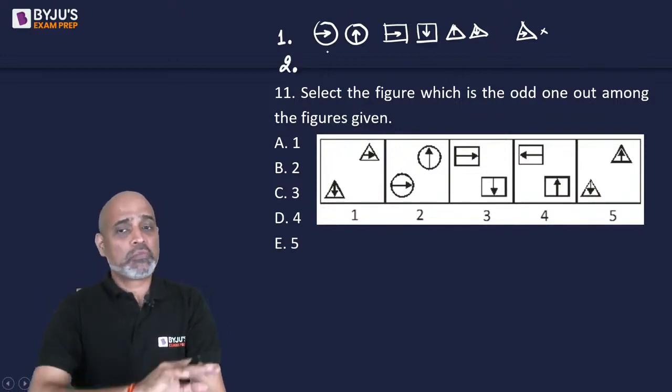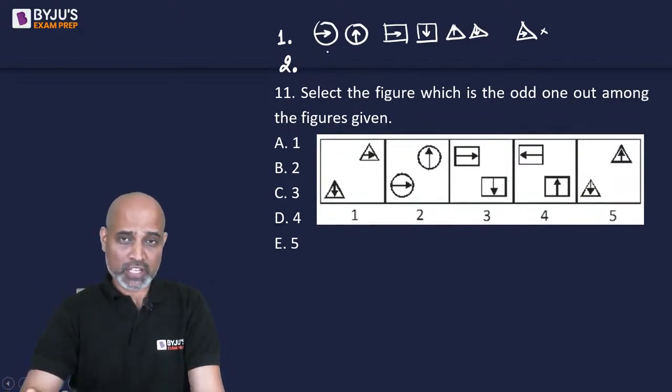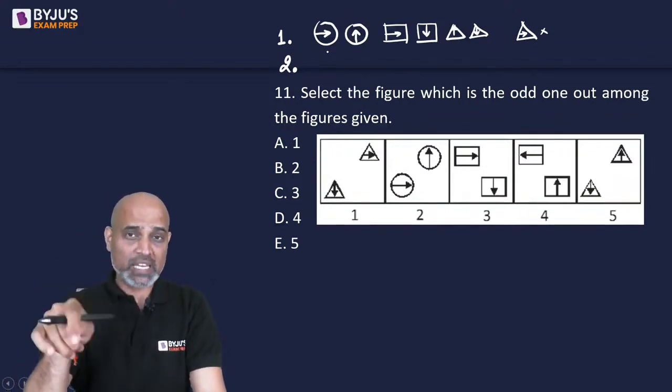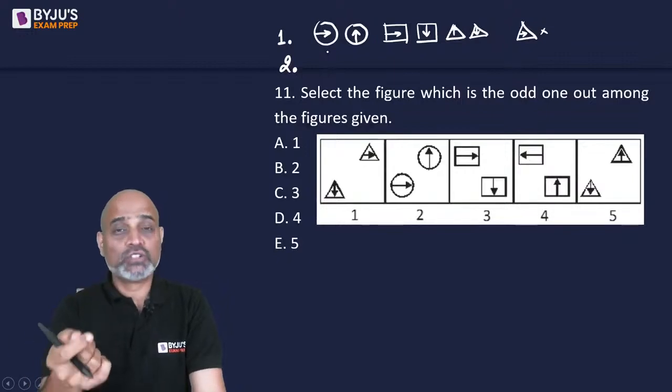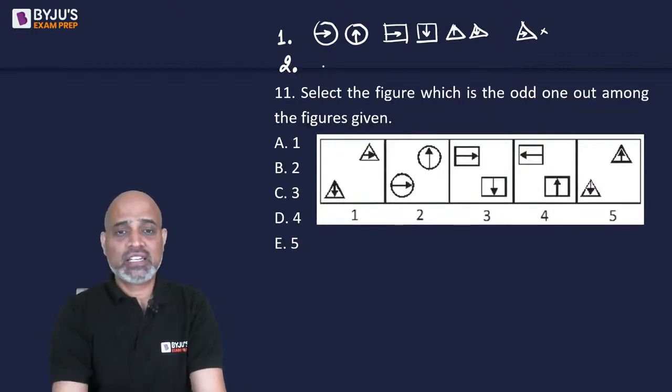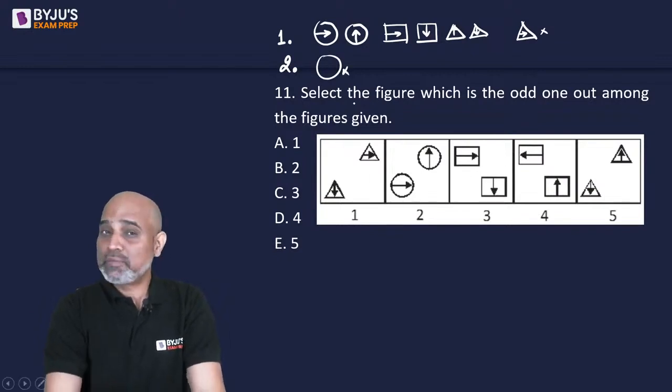Why? Because every other figure, the major chunk wherein the arrow lies, those are made up of straight lines. ये सर्किल स्ट्रेट लाइन से नहीं बना हुआ. उस लॉजिक से सेकंड भी हो सकता है.